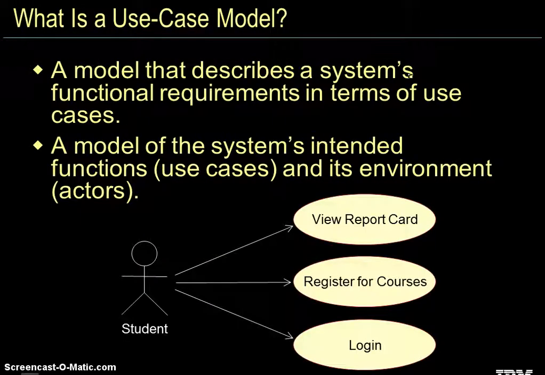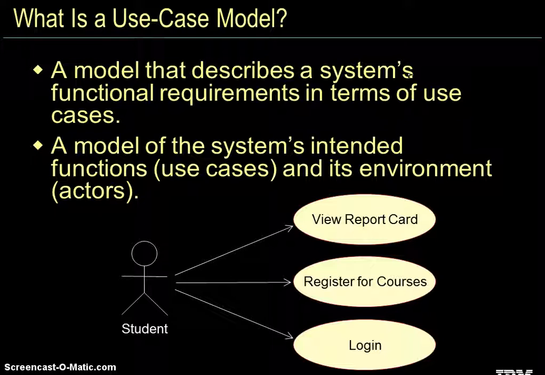The next thing is, what is a use case model? A model describes a system's functional requirements in terms of use cases. A model is something closer to reality or something to be built in the future. If you want to understand it in a better manner, we have to go for models. A model of the system's intended functions. In particular, if you are going for a model, everyone has to go through the use cases.